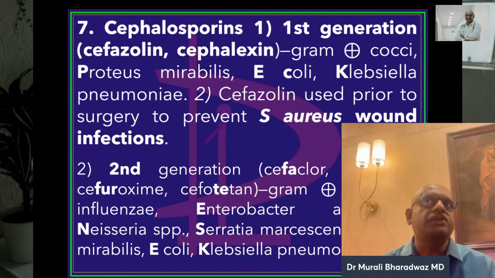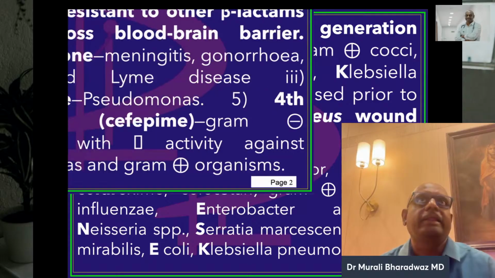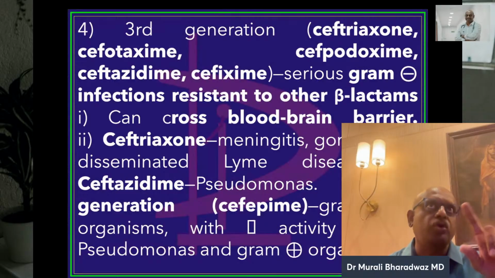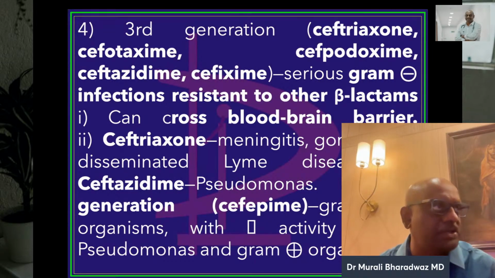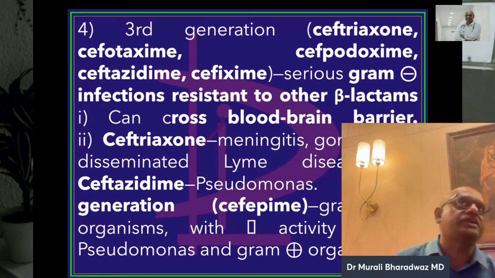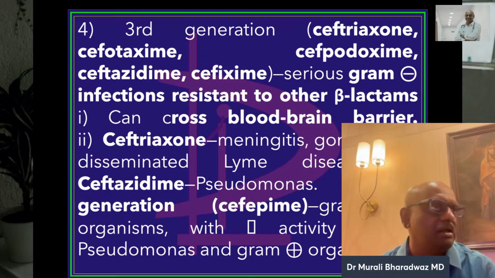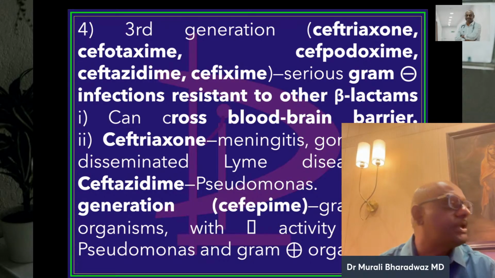The second generation are cefaclor, cefoxitin, cefuroxime, and cefotetan. They're also effective on gram-positive, right? Then third generation is ceftriaxone, cefotaxime, cefpodoxime, ceftazidime, and cefixime. They're all used against the serious gram-negative infections, which are resistant to the regular beta-lactams, ampicillin, penicillin and all that.